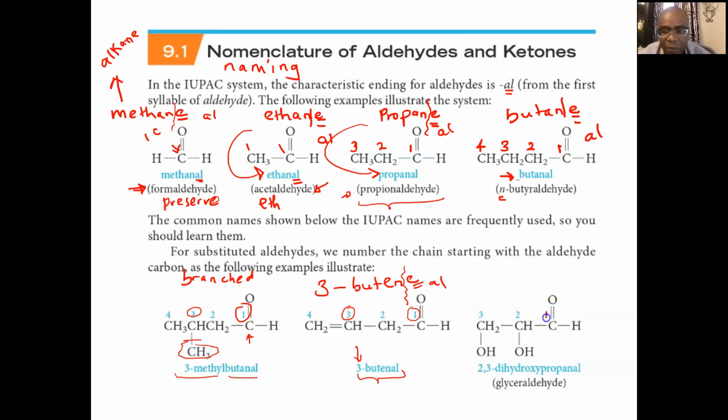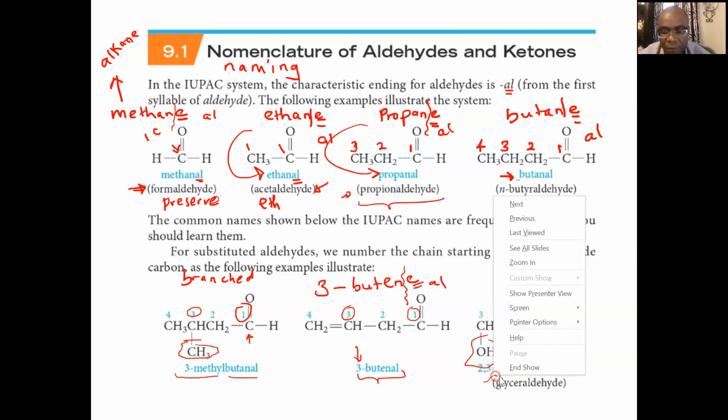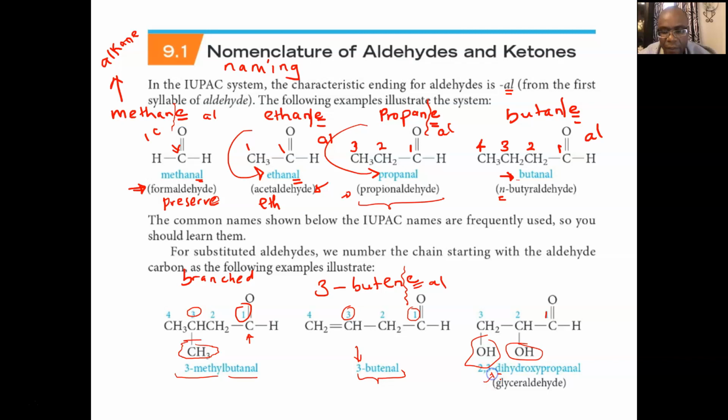Again, prioritize the position of the carbonyl: 1, 2, 3. The OHs become your substituents, they're on carbon 2 and 3, so we do 2,3-di. We use the hyphen to separate alphabets from numbers. Use a comma to separate the numbers. So 2,3-dihydroxy. OH as a substituent is called a hydroxyl group.